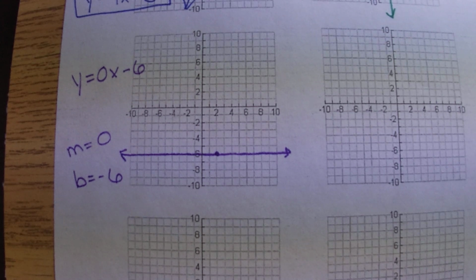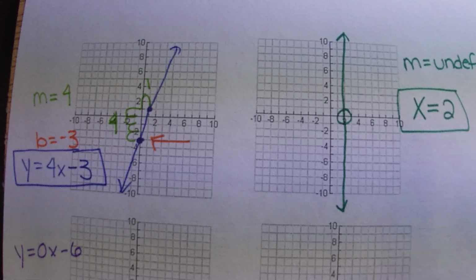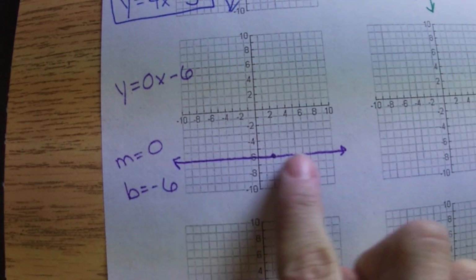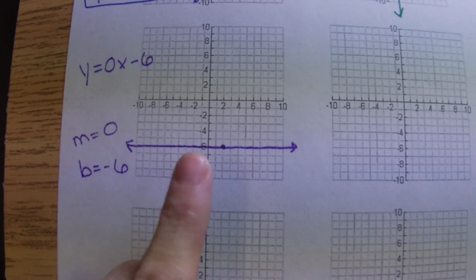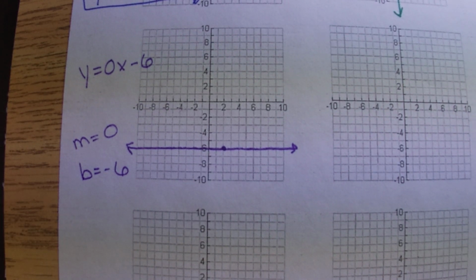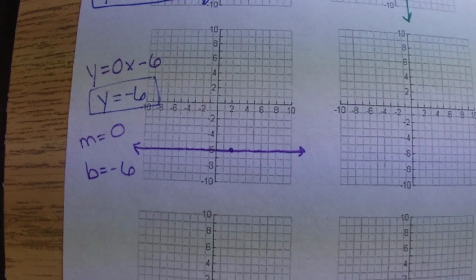But hopefully at this point, we recognize that if we have a vertical line, we're talking about an x equals line. If we have a horizontal line, right, it's crossing the y-axis, so that's a y equals line. And this would just be y equals -6.